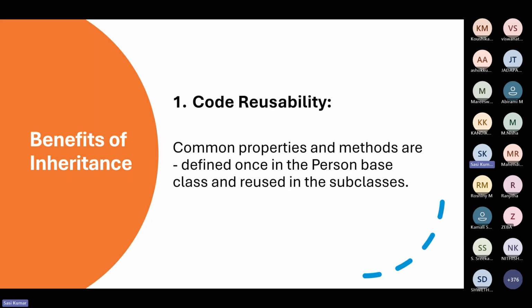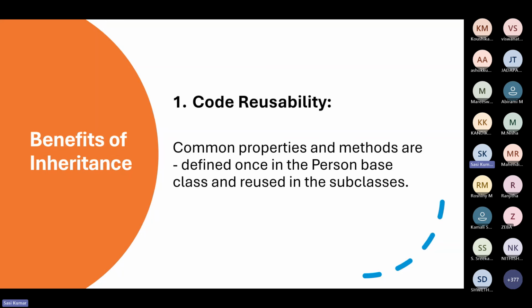GPay is the subclass extending payment class. PhonePe is the subclass extending payment class. You are getting me right? Again, internet banking can be the subclass by extending payment class. COD can be the subclass by extending payment class. You are getting it, right? So all the common properties and methods you can keep inside the base class, correct?